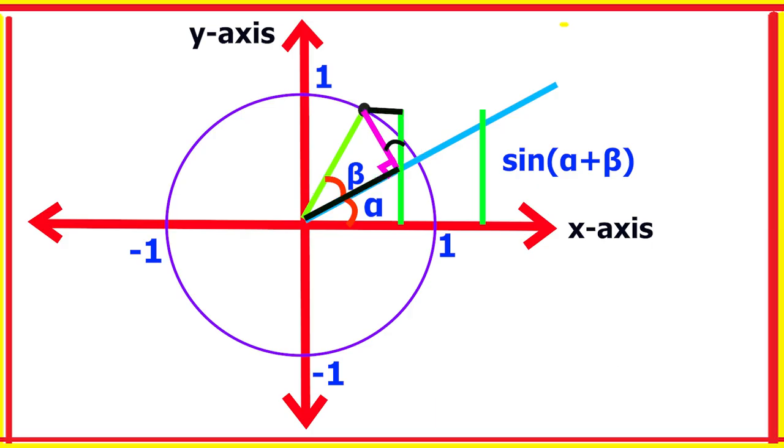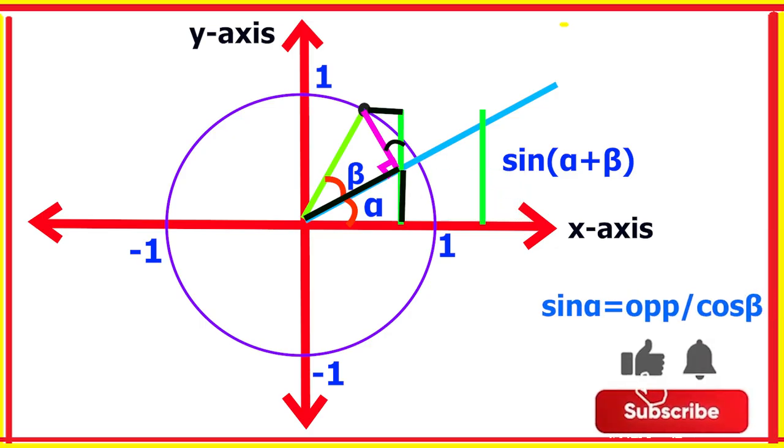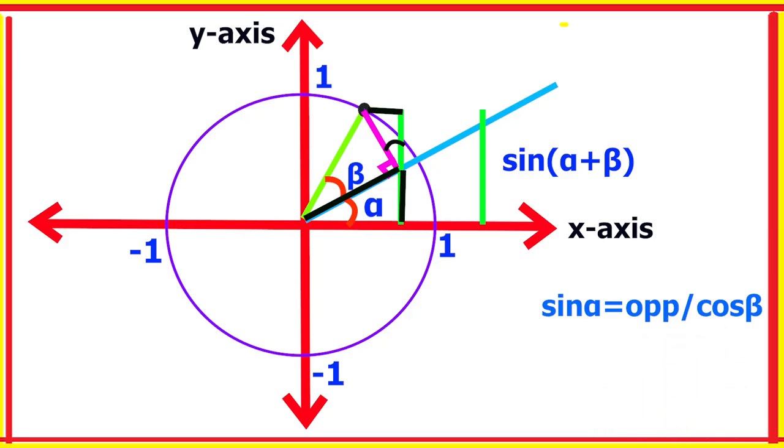Let's apply the basic definition of trigonometric functions on a right angle triangle. In the first right angle triangle, we know that sine alpha means opposite over hypotenuse. But what's the hypotenuse here? Cos beta, previously we got it. So sine alpha means opposite over cos beta. So the opposite side will be sine alpha cos beta. So we get this line segment, sine alpha cos beta.